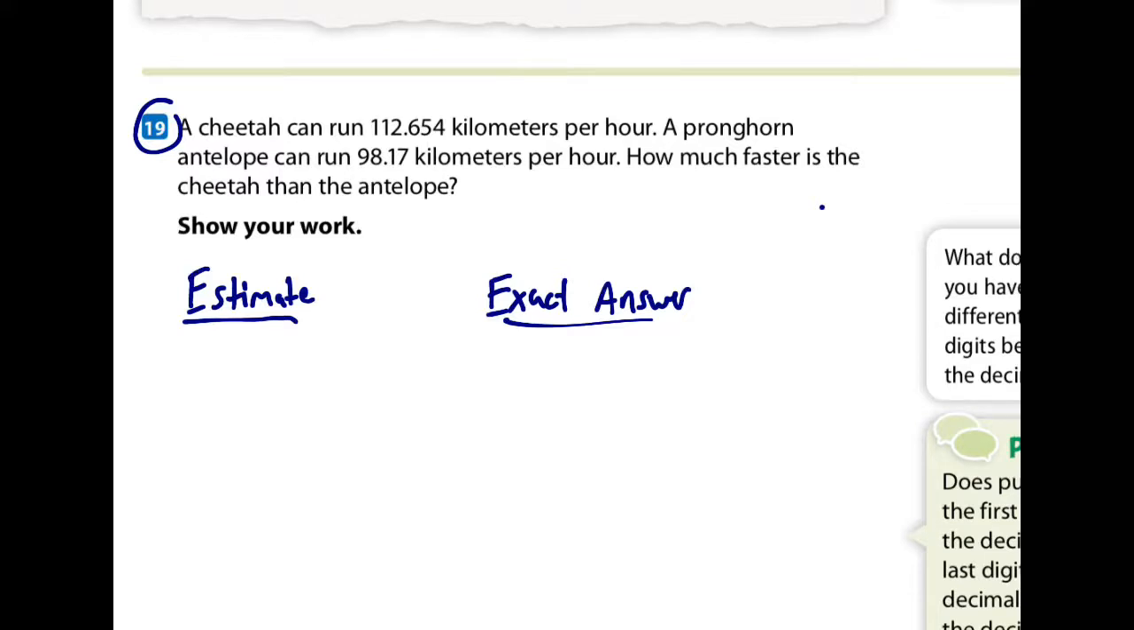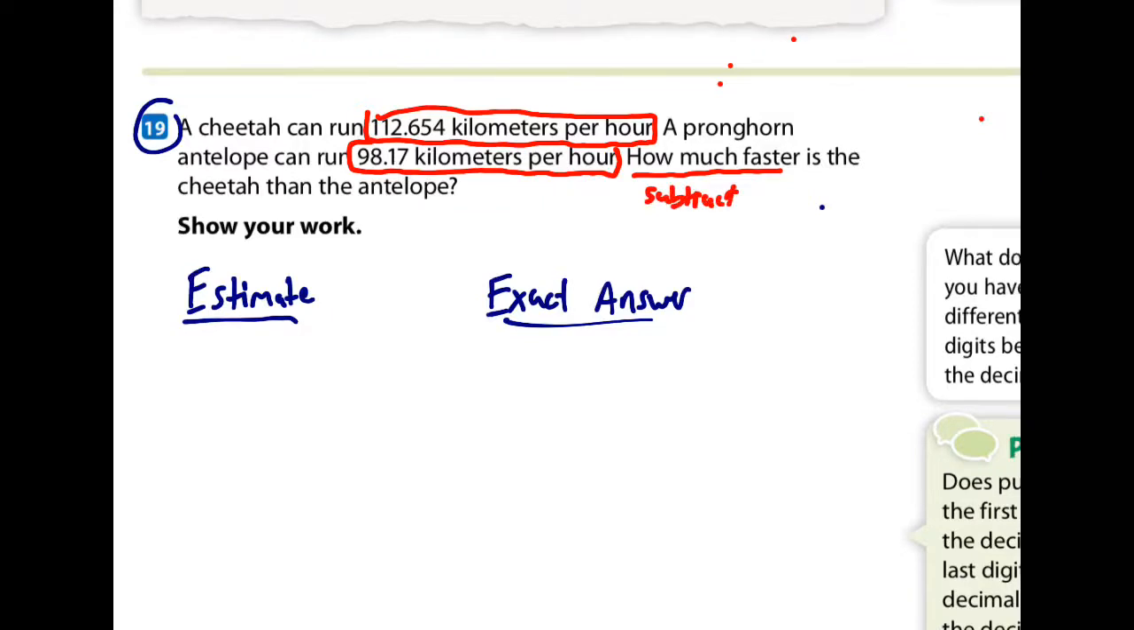So number 19, it says, a cheetah can run 112 and 654 thousandths kilometers per hour. Why would they measure that out to the thousandths? I don't know. Okay, so that's how fast a cheetah can run. A pronghorn antelope can run 98.17 kilometers per hour, which isn't as fast as a cheetah, which is probably why cheetahs eat them. How much faster is the cheetah than the antelope? Now remember, those key words always mean to subtract, so this is a subtraction problem.